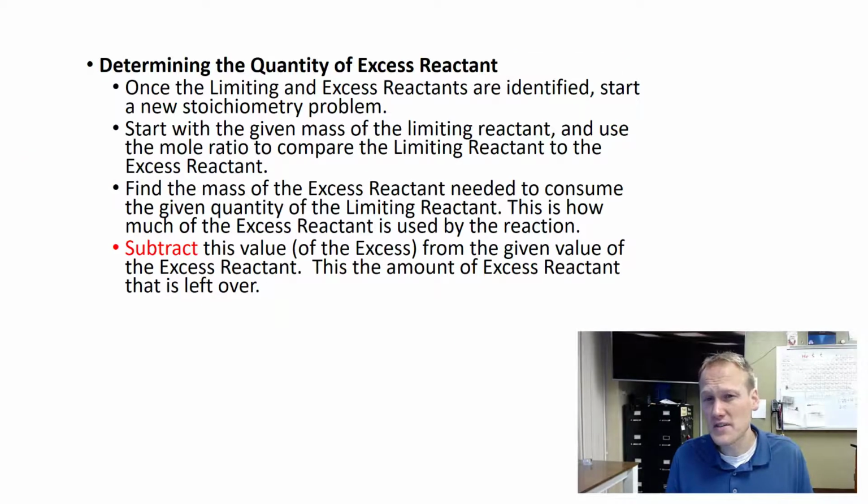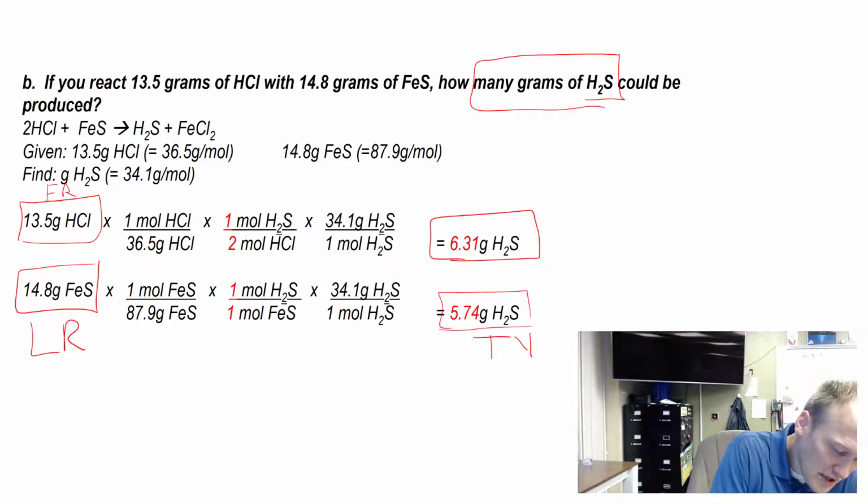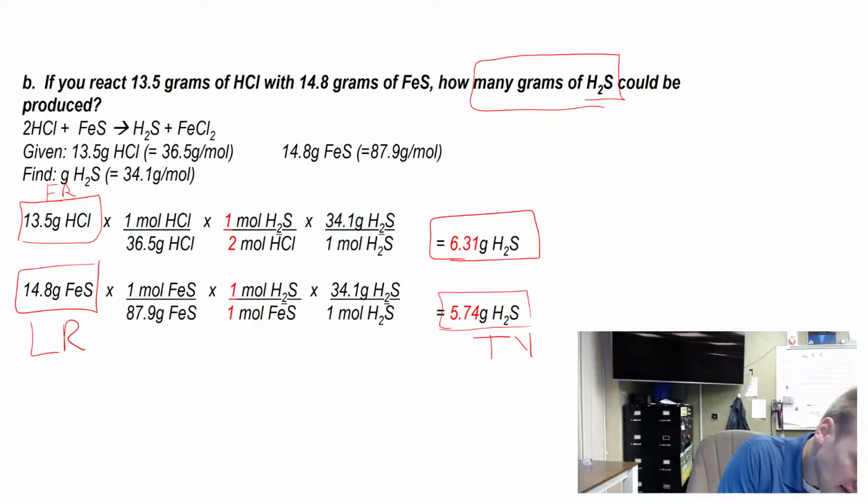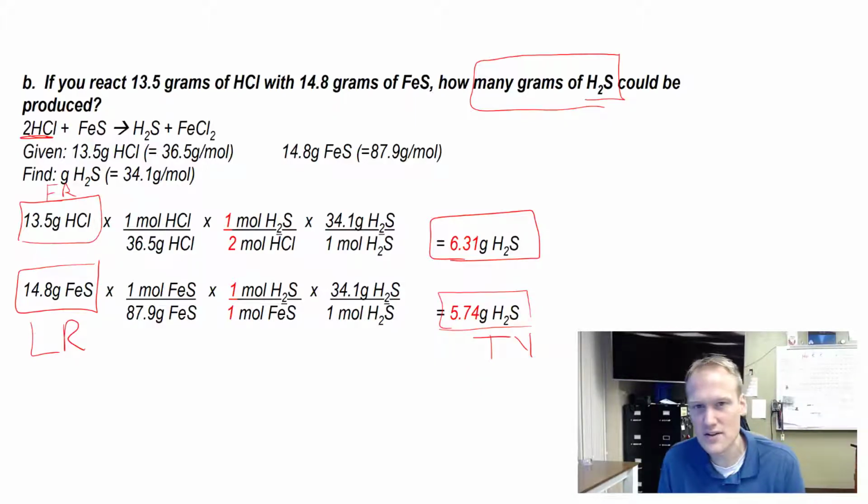The next question we can answer from this is how to calculate the excess reactant. The way we do this is by finding how much of that excess reactant is going to be used with the limiting reactant. Once we find that out, we can subtract from the total excess reactant we have and figure out how much leftover we'll have. So we look back at our problem, we know that 14.8 grams of iron sulfide, since it's the limiting reactant, it's going to be completely used up. So we need to find out how much HCl will be used with 14.8 grams of iron sulfide.